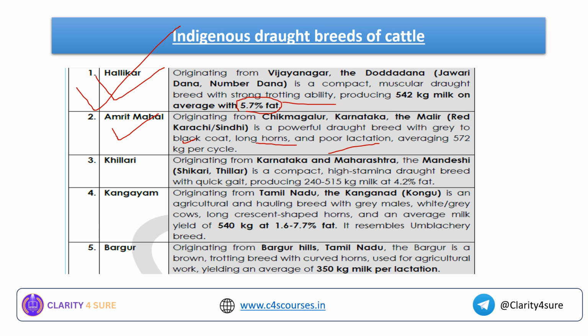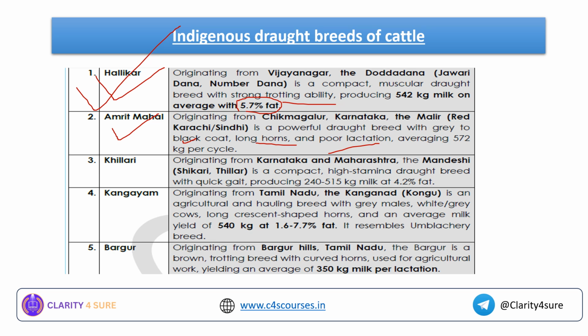Sometimes the questions can describe the physical features of a particular cattle, and the examiner can ask which of the following is described in the passage above. So you need to pay attention to their physical traits as well, the appearance and the physical traits. Next comes your Khilari. This also originates from the region of Karnataka and Maharashtra, and it is a very compact, high stamina draught breed which has a quick gait. It produces around 240 to 515 kg milk at 4.2 percent fat.